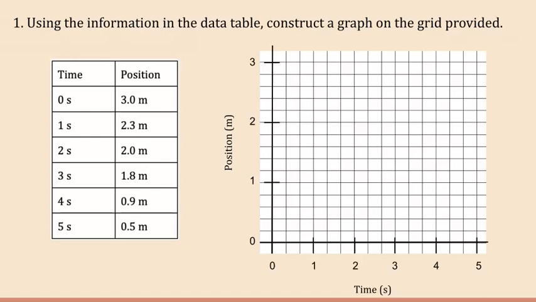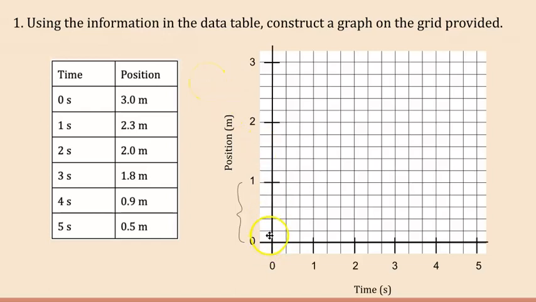Right off the bat, I can tell plotting the time will be easy because I just see the numbers 0 through 5 seconds, and those are clearly marked for me on the horizontal axis. Position might be a little bit more challenging because I see numbers like 2.3 and 1.8, and those are not clearly marked for me.